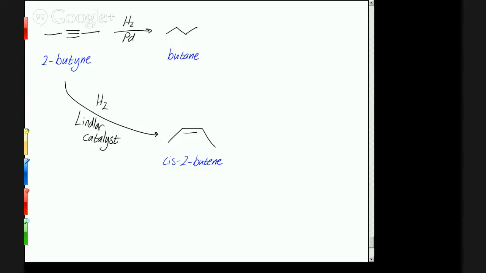What that is, it's actually still palladium, but with a couple other molecules, barium sulfate and quinoline. And the way we refer to this is that this is a poisoned catalyst. That doesn't mean that it's poisonous for you, although it probably is. Quinoline is an organic molecule.